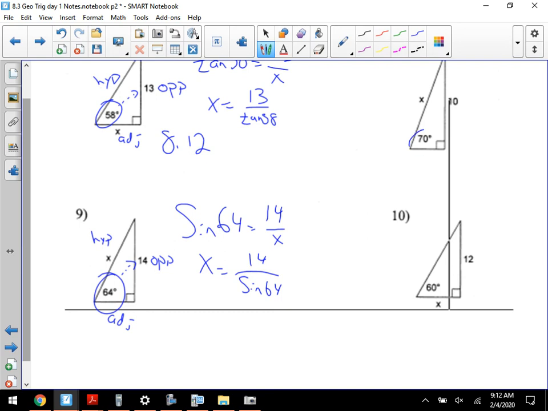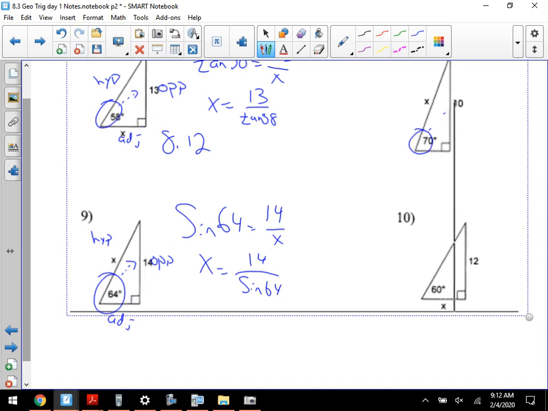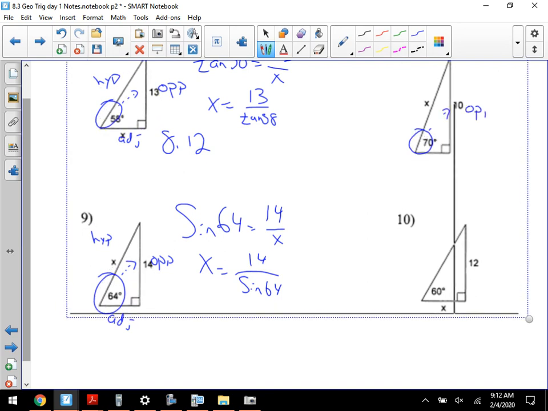And here at 8, I guess it's another sine. There's your opposite, hypotenuse, adjacent. So sine 70 equals 10 over x. So 10 over sine 70, and enter 10.64. For the last one?